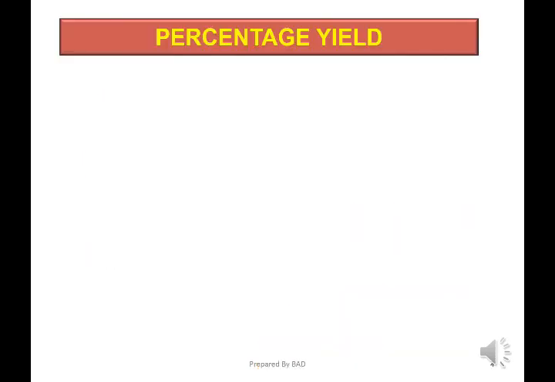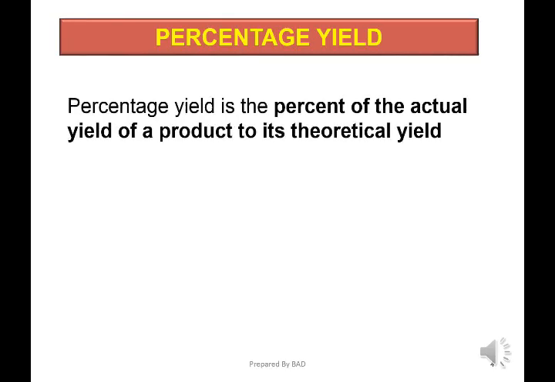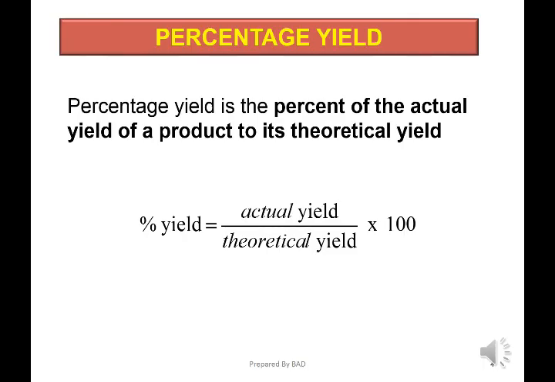Definition of the percentage yield. Percentage yield is the percent of the actual yield of a product to its theoretical yield. The formula of the percentage yield is: percentage yield equals actual yield divided by theoretical yield times 100%. Actual yield is the amount of product actually obtained in a reaction, and theoretical yield is the amount of product predicted by stoichiometric calculation.